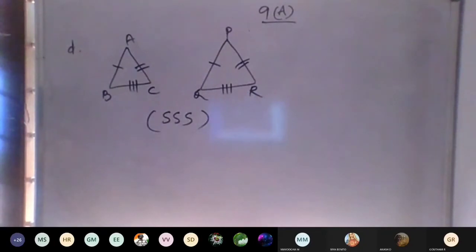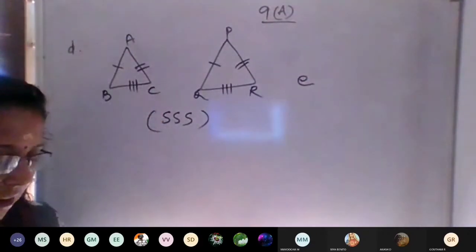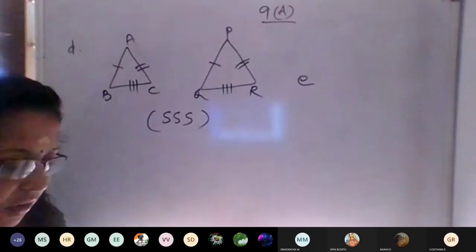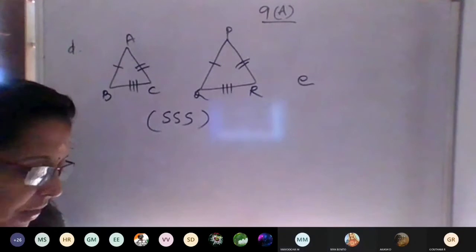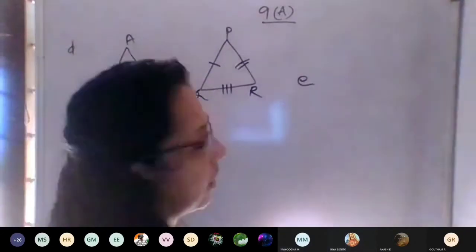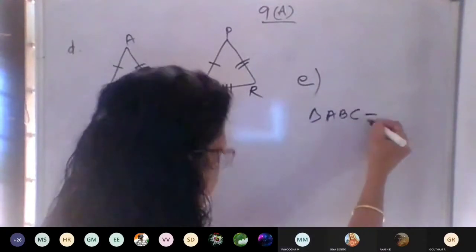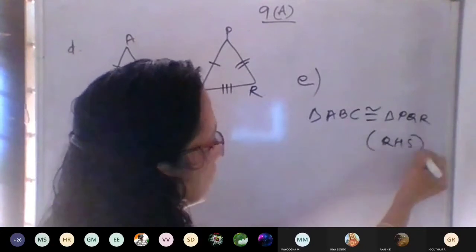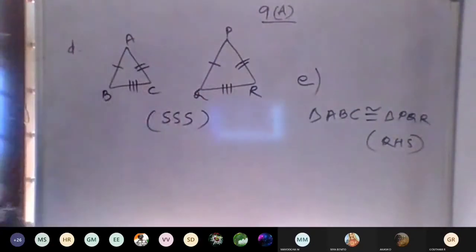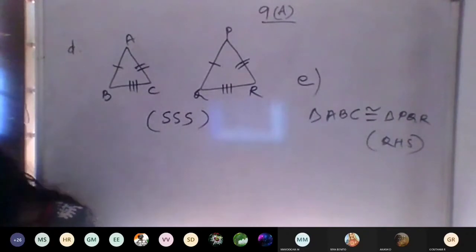Then without doing anything, we can directly write. Question number E. Look at that. Angle A is equal to 90 degrees, given there, no? Without drawing that, we are only having... I don't need to draw the figure and all. Directly we can write RHS. Triangle ABC is congruent to triangle PQR using RHS. The next step.